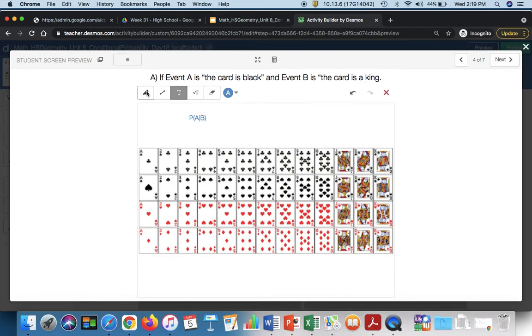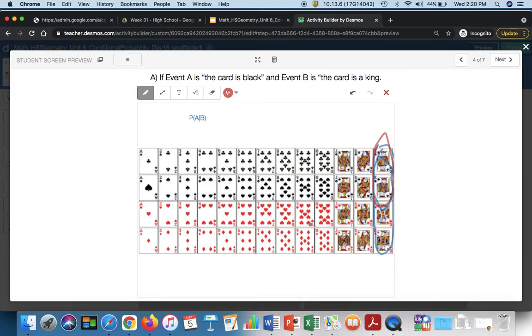Now, why is this so useful? We get this visual, right? B is the card being a king. So we can get students really to visually understand this idea that, well, out of the kings, how many of them are black? 2 out of 4, or 1/2. Might make sense to pick a different color to really highlight that part, right? And now we have this great visual to go along with this question.